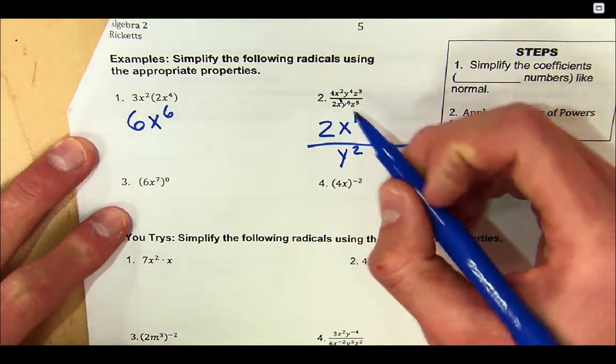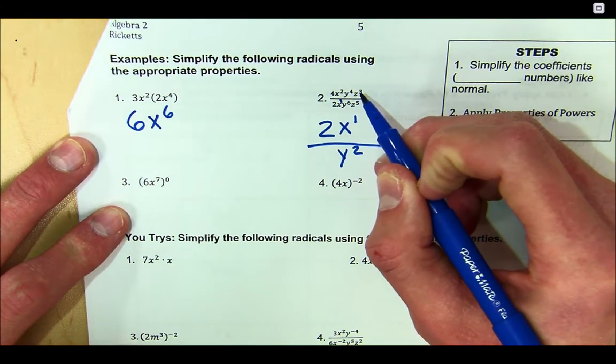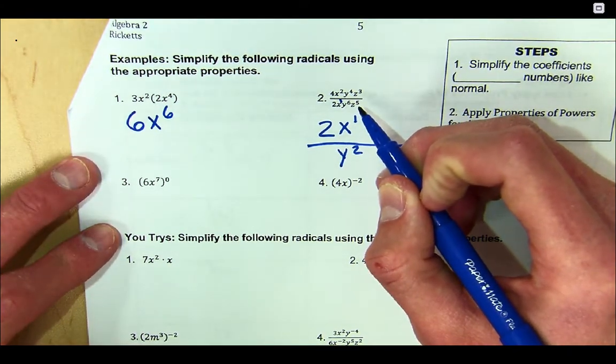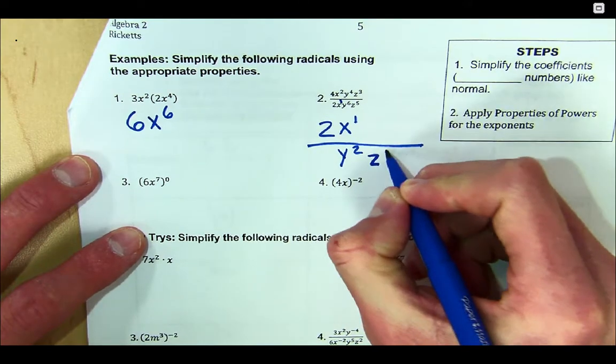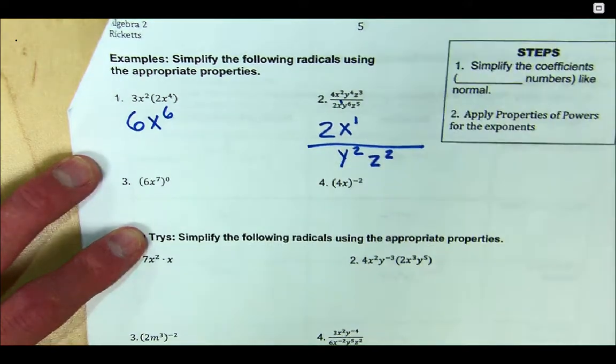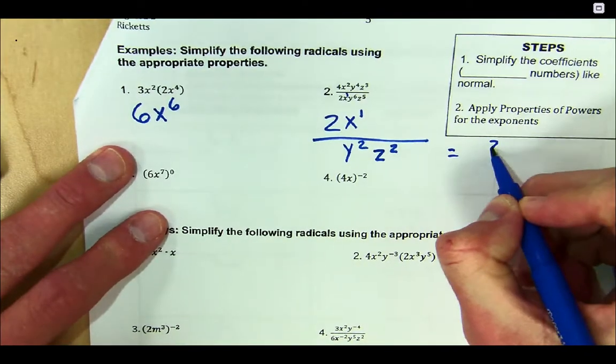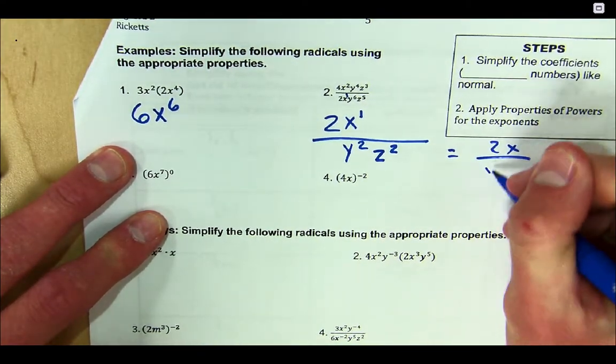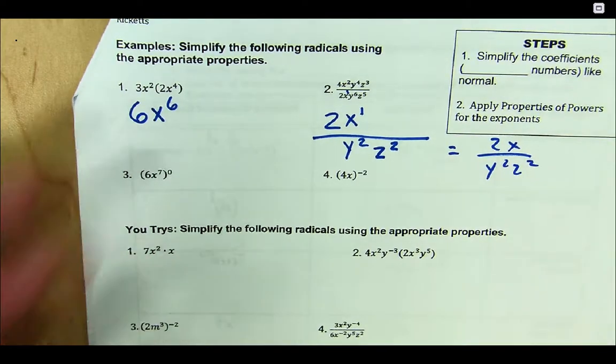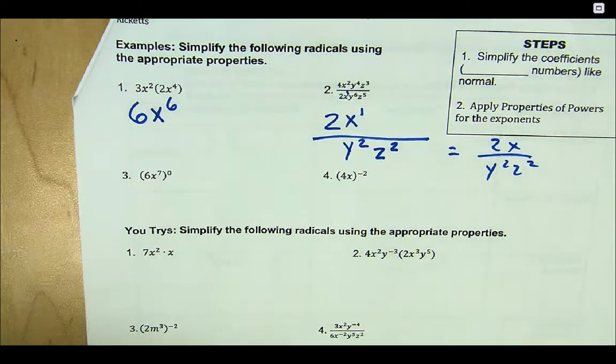But if you think about it this way, again, you have 3 z's in the numerator, 5 z's in the denominator. So 3 of those will cancel out 3 from the denominator. So then you end with 2x over y squared z squared, and that is your denominator.